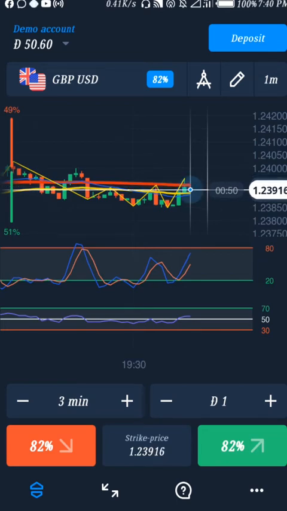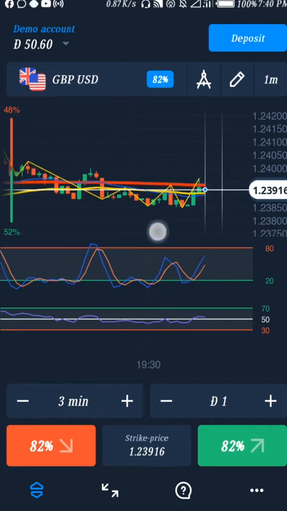But if you are trading on a demo account, you can do as many trades as possible. If you want to do 500 trades per day, that's fine. Demo account is there for you to practice the strategies and become better at it. But when it comes to using your real money, stick to 20 trades per day.